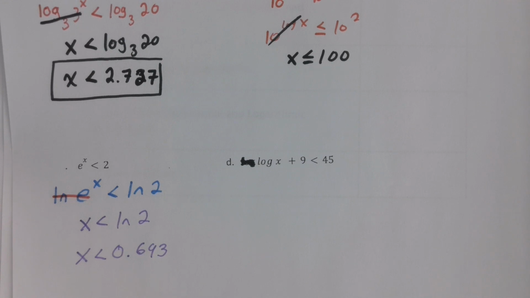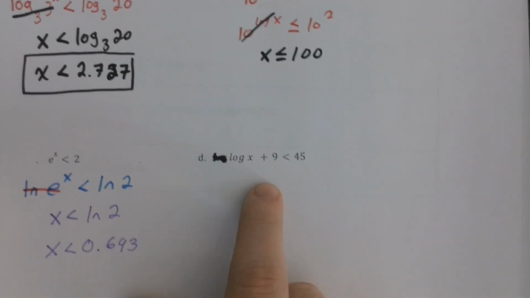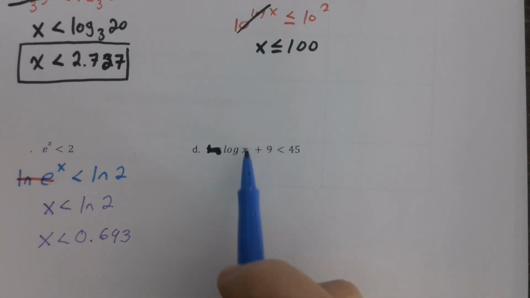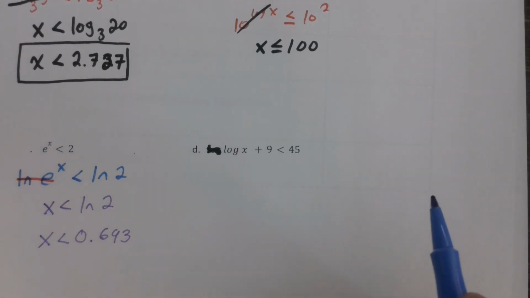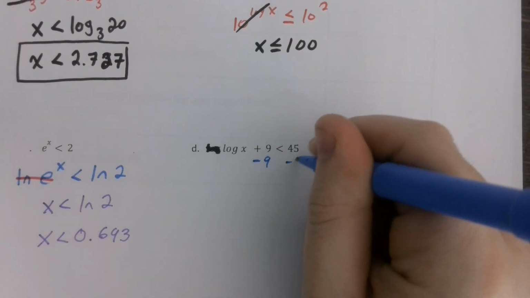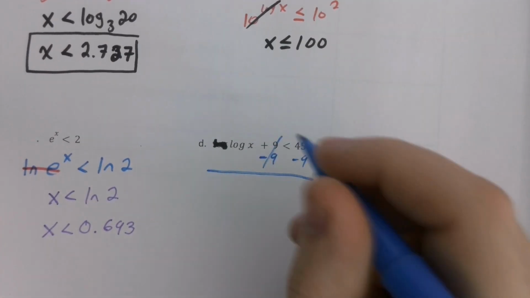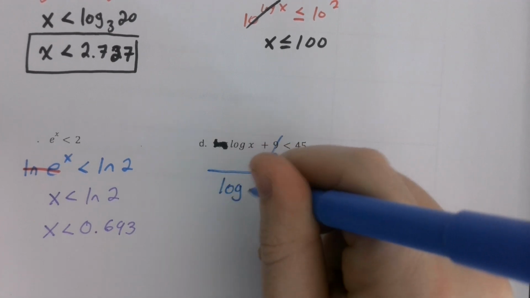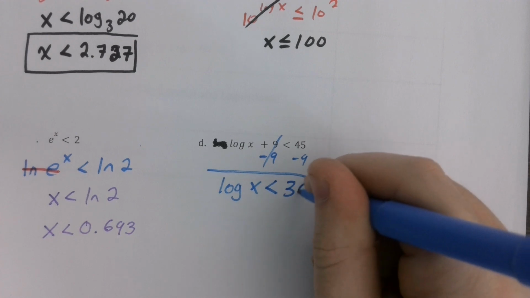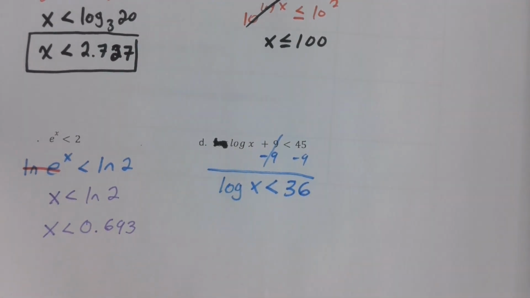Last but not least, we have this one. And this one is a monster of a problem, even though it doesn't look like it. We want to solve for x here. But before we get rid of the log, is there something we can get rid of first? We should always still check to see if we can use reverse PEMDAS. We start by subtracting 9 from both sides. This will give us log of x is less than 36.